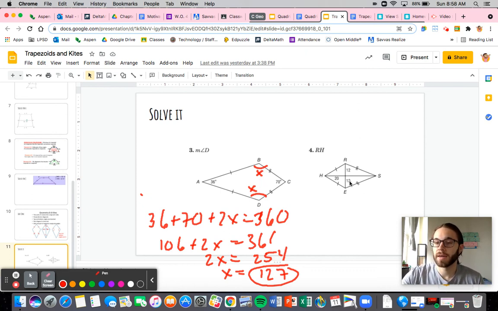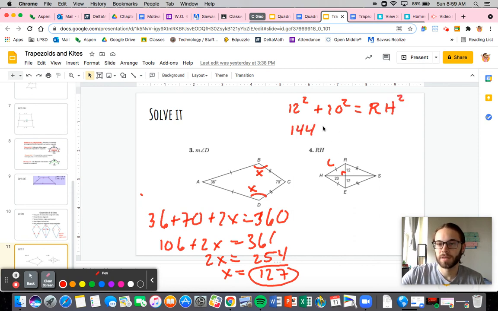All right, now finally, as I said, we know that the diagonals are perpendicular. So this is a right triangle. So if I need to find RH, I can use the Pythagorean theorem, right? I'll just call that c. So that'd be 12 squared plus 20 squared equals RH squared, or c squared. So that'd be 144 plus 400 equals c squared. So that'd be 544.